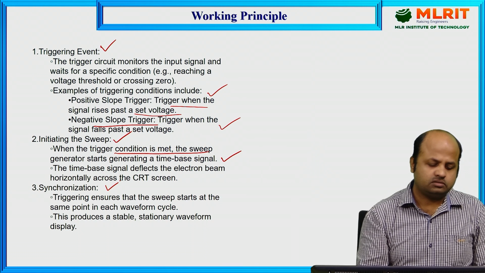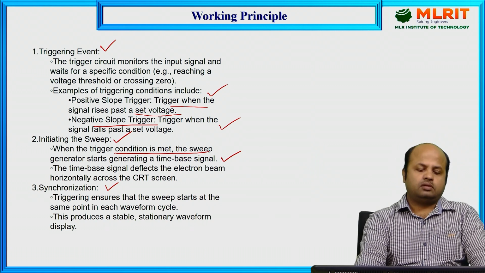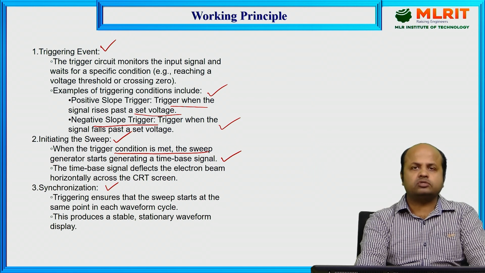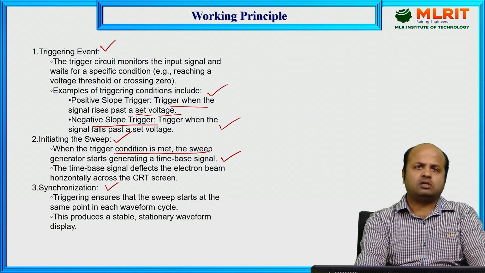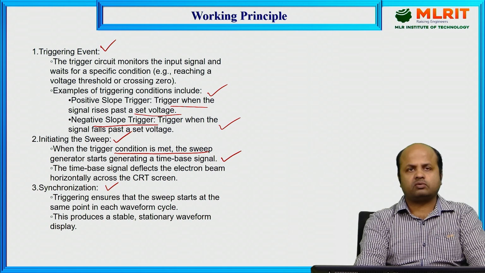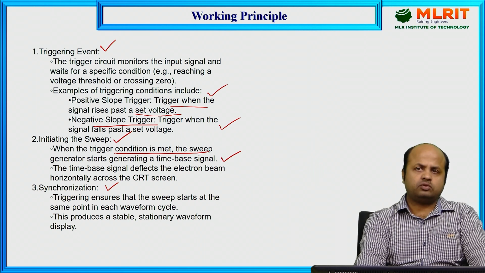Third point is synchronization. Synchronization applies the triggering, which ensures that the sweep starts at the same point in each waveform cycle. This produces a stable stationary waveform display. So synchronization is very important in the triggered sweep CRO. If the synchronization is not done properly, we will not be able to get a stable output.